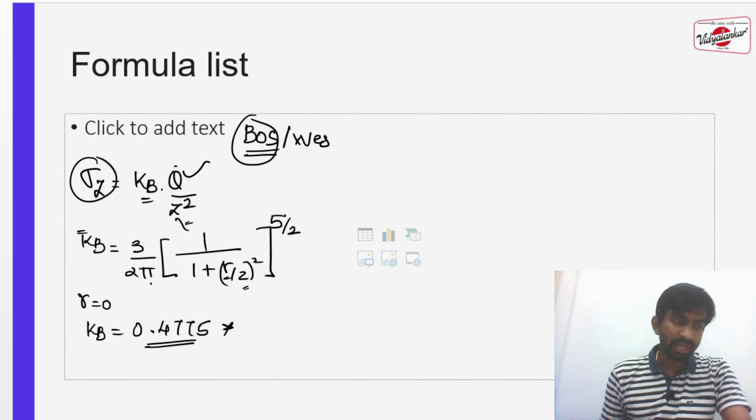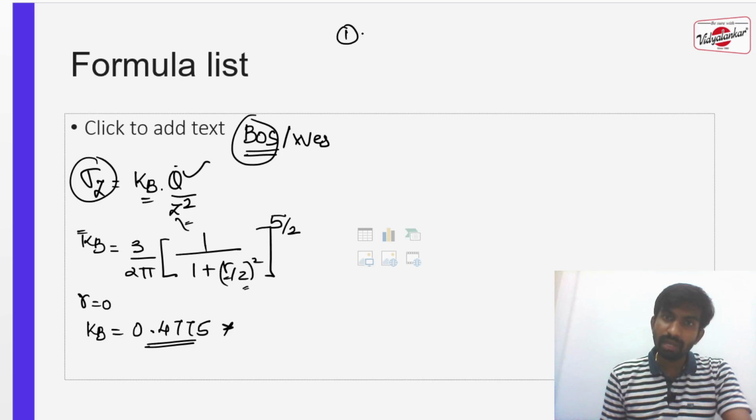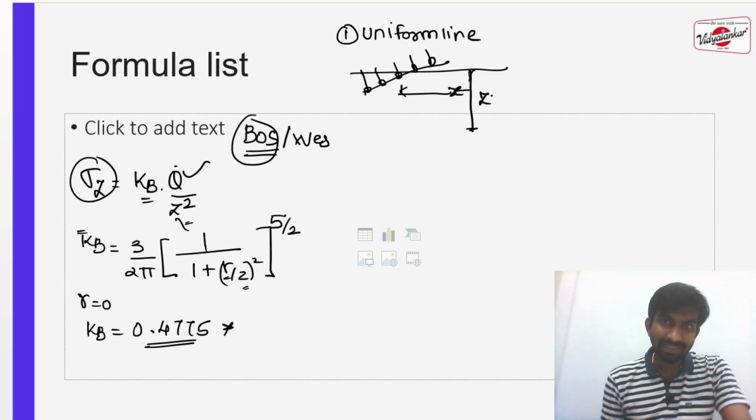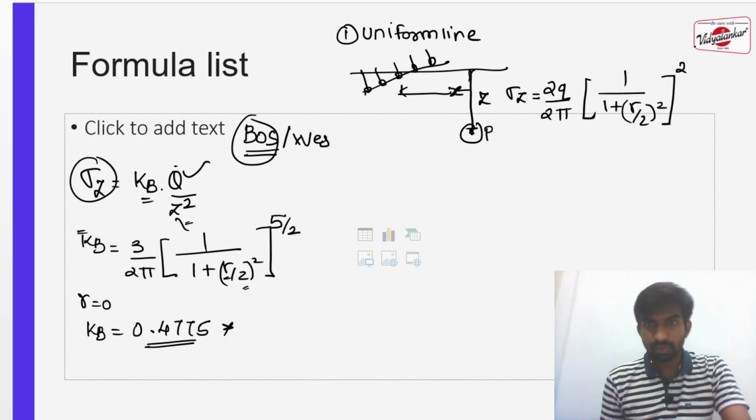Apart from this point load and the Boussinesq theory, there are some different loading conditions also, such as firstly a uniform line load. So if there is a uniform line load, for example, this is a surface and this is a uniform line load which is acting. At certain distance, suppose assuming x, and at depth z. If such a uniform line load is acting, and I have to find out the stress at this point P, the formula is sigma z equals 2q divided by 2 pi, into bracket 1 upon 1 plus R by Z bracket square and whole bracket square. So directly you have to just identify the type of load and accordingly use the formula.